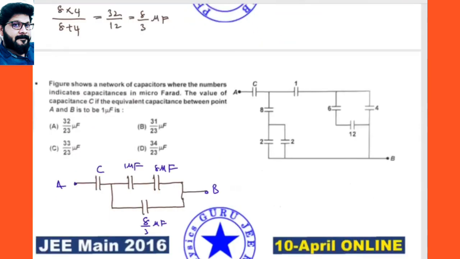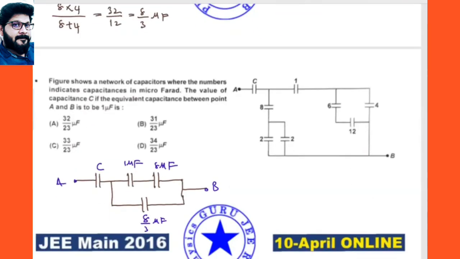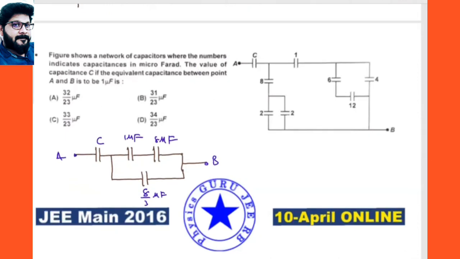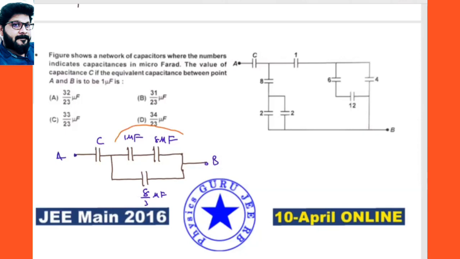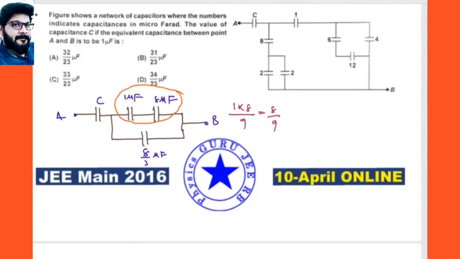Now 1 and 8 again in series. So what is this combination? Can you tell me? They are in series to each other. Series means 1 into 8, so 1 into 8 divided by 9, which is 8 by 9 microfarads. Now final circuit I'll draw here.